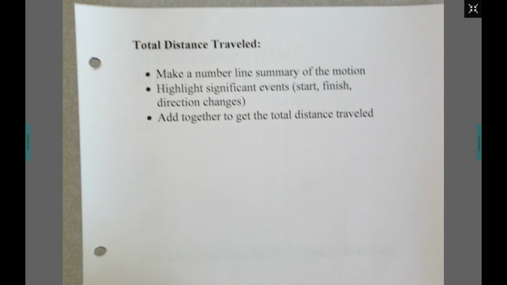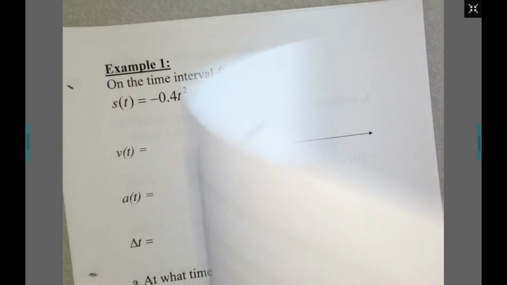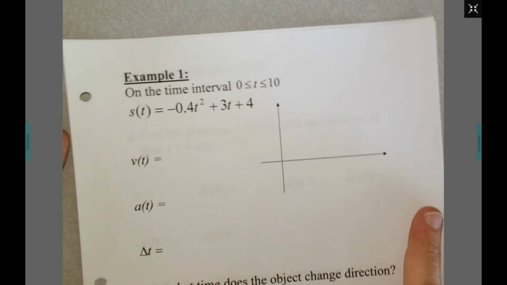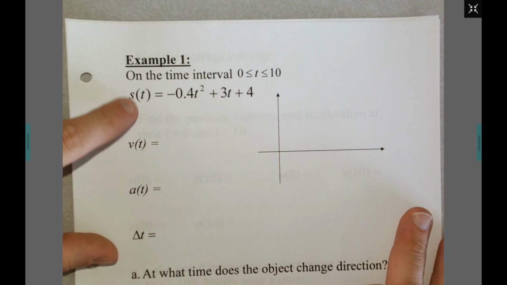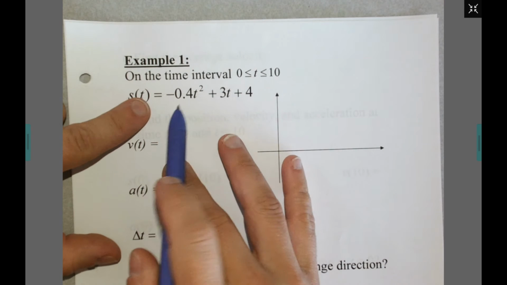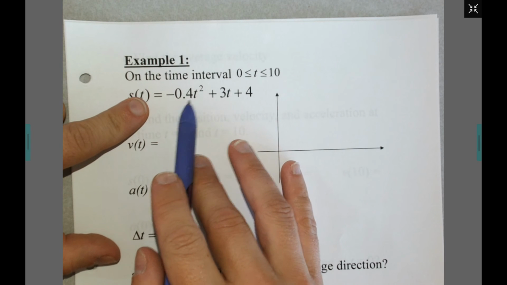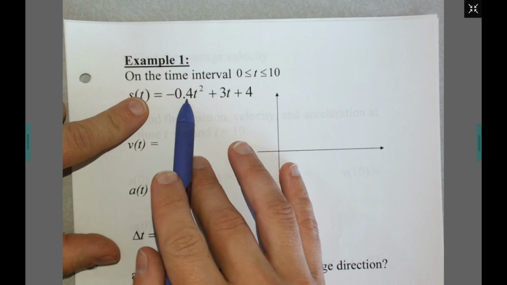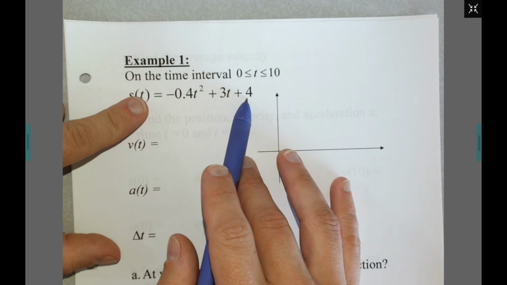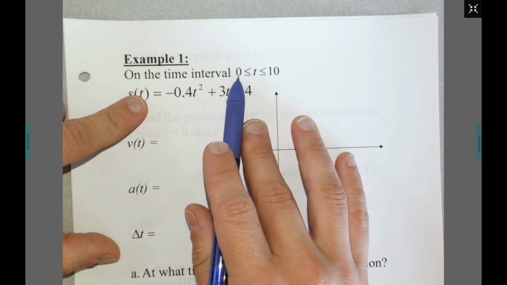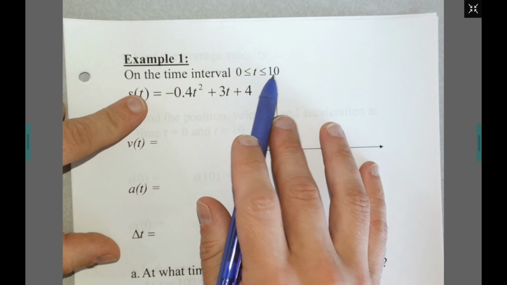So jumping right into a problem. They give us example 1. They give us the position function right here. It says it equals negative 0.4t squared plus 3t plus 4. They give us a graph. They give us the domain. They said we're going from time 0 to 10.